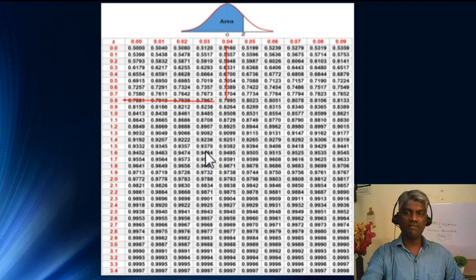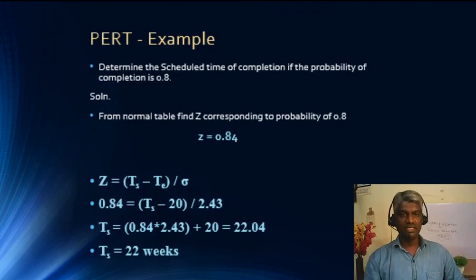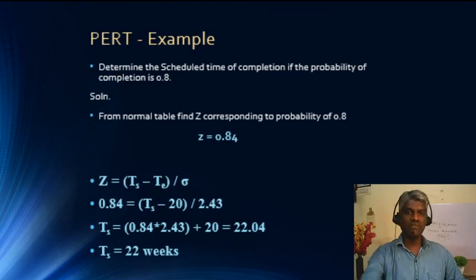So now we have all the values: the Z value, the standard deviation value, and the estimated time value. So applying all these values, we can find the scheduled time as 22 weeks. So when we need to have a probability of completion of the project as 80%, the scheduled time should be 22 weeks. So this is all about PERT.